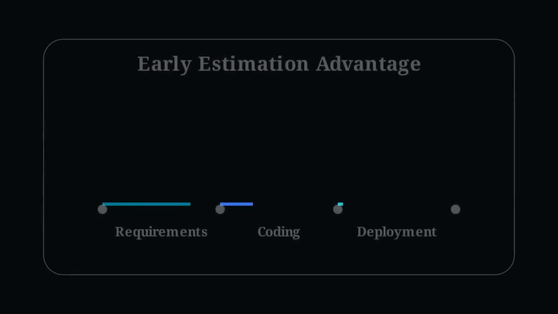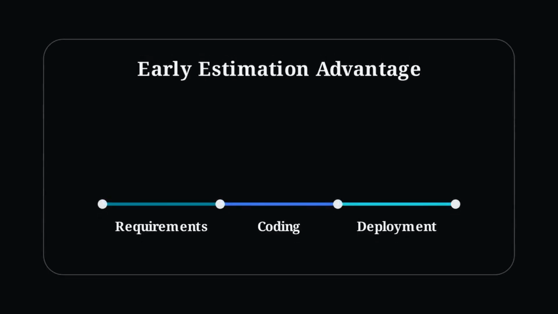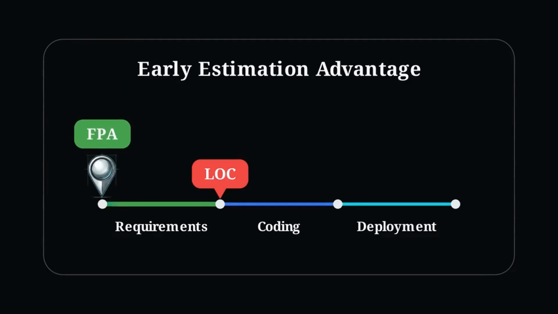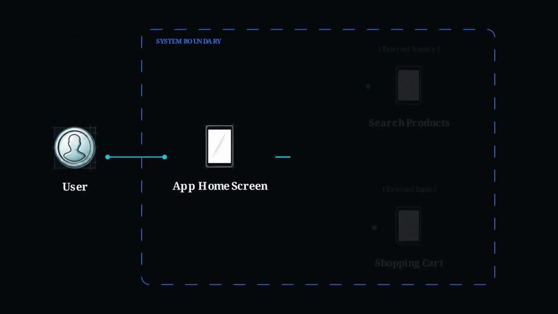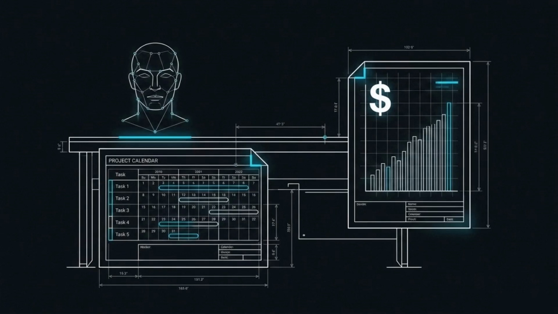The most critical advantage of this methodology is timing. Look at this project timeline. You cannot measure lines of code until the coding phase actually begins. Function points, however, lock in at the very start of the timeline. Because it relies on defined user flows rather than source code, project managers can confidently forecast budgets and schedules using nothing but the initial customer requirements.